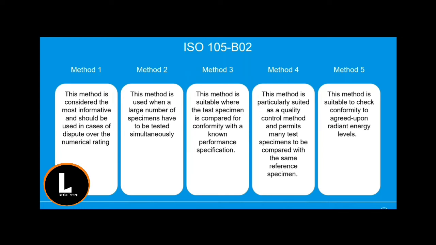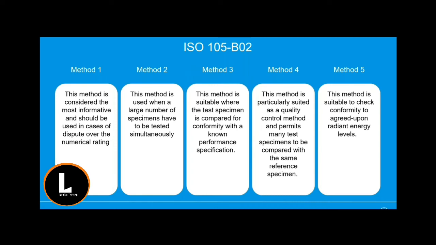There's method 3. This method is suitable where the test specimen is compared for conformity with a known performance specification. There's method 4. This is intended to check conformity with an agreed upon reference sample, and so the exposure period is controlled by inspection of the reference sample. This method is particularly suited as a quality control method and permits many test specimens to be compared with the same reference specimen. Method 5. This method is suitable to check conformity to predetermined radiant energy levels.